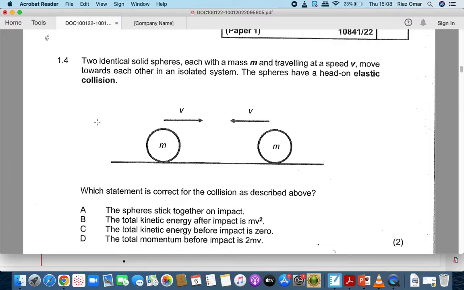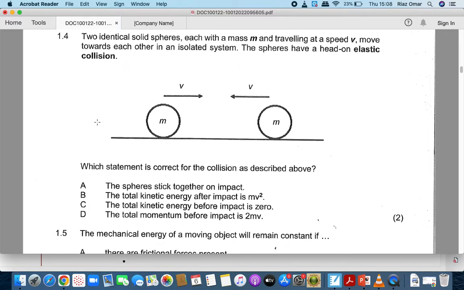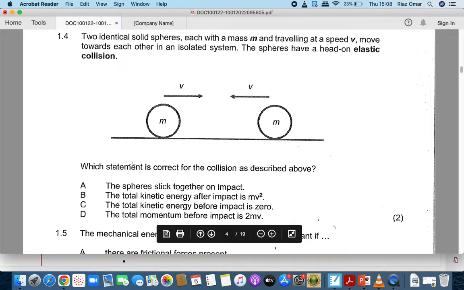Two identical solid spheres, each with a mass m, are traveling at a speed v, moving towards each other in an isolated system. The spheres have a head-on elastic collision. Elastic, right? Which statement is correct for the collisions as described above? We see that the kinetic energy of the object will be half mv squared, and energy is not a vector, so the direction doesn't play a part.